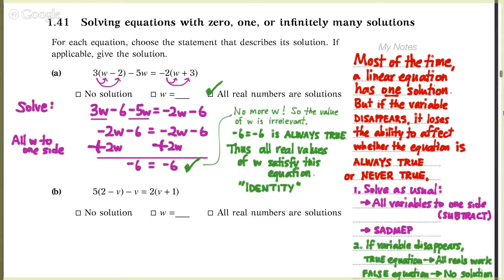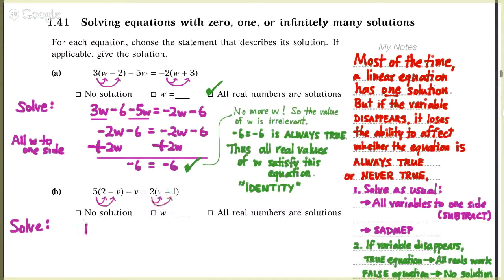So here was an example where the variable disappeared, and when the variable disappeared, we were left with something which is always true. In this example, -6 equals -6, always true. Therefore, since that equation is always true, the original equation is always true as well, and all real numbers are solutions. Let's see what happens in part B. Same strategy, maybe a different result, we'll see.